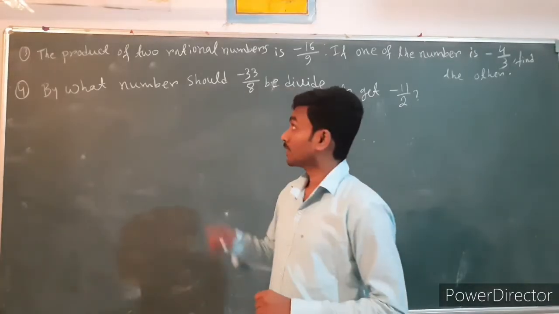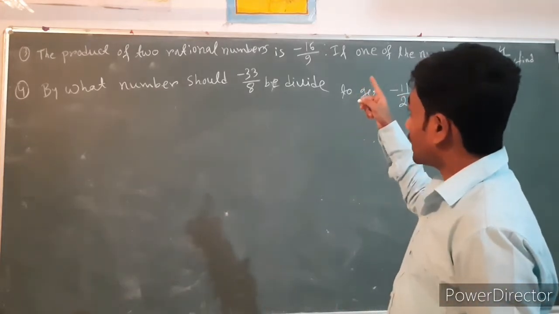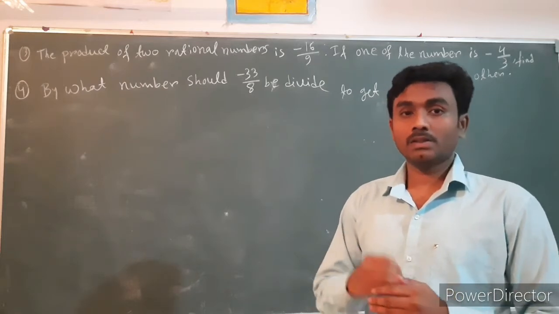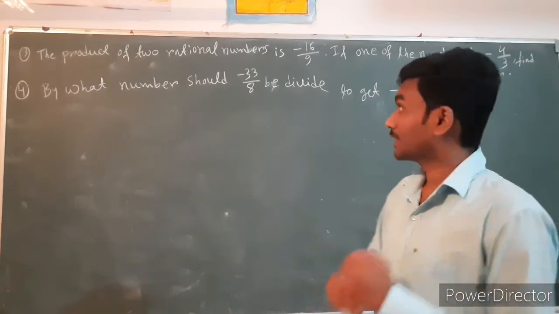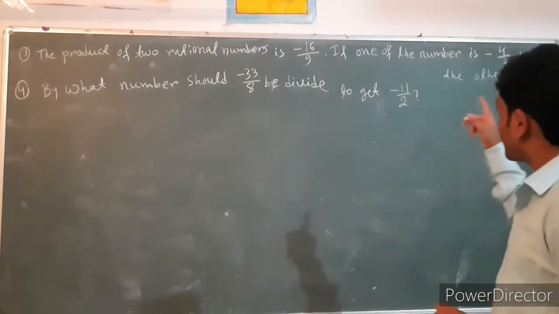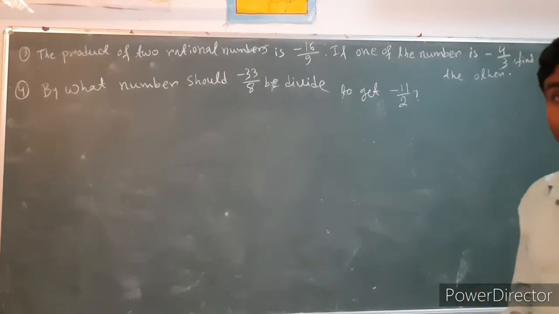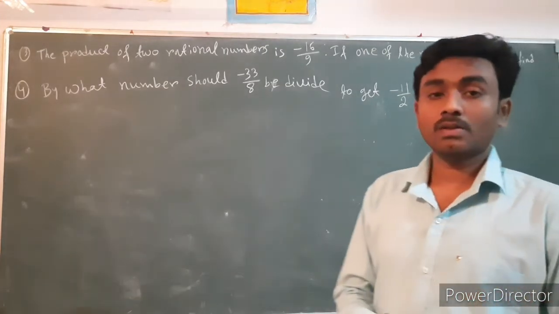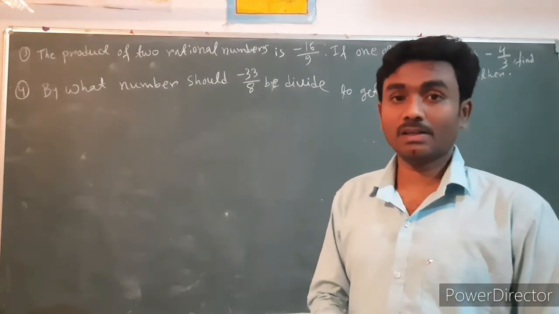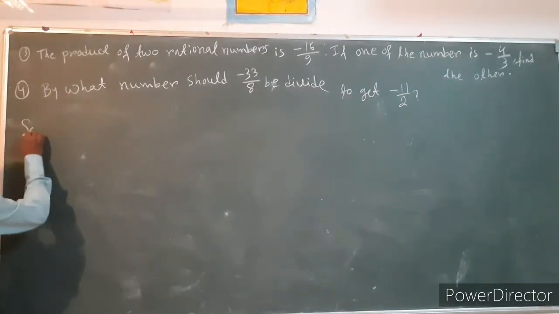Question number 3. The product of two rational numbers is minus 16 upon 9. That is, when we multiply two rational numbers, we get minus 16 upon 9. One of the numbers is minus 4 upon 3. Find the other. Out of these two numbers, if one is minus 4 upon 3, then what is the other number?